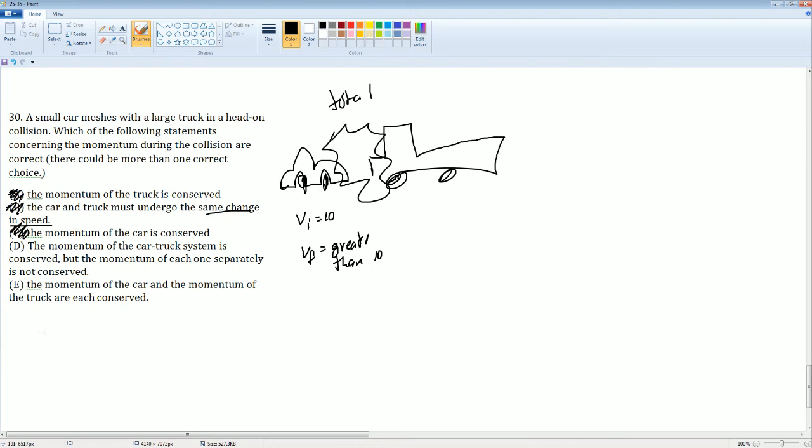The momentum of the car and the truck are each conserved. Not quite. The momentum of the car-truck system is conserved. This would be correct. The momentum of the car-truck system, not the momentum of the car and truck. It is when you treat them together as a system that the momentum is conserved for this scenario. But the momentum of each separate is not conserved. That is correct, because again, this is going to go at a different velocity, and this is going to go at a different velocity. That's why their momentums for each of them are going to be different.